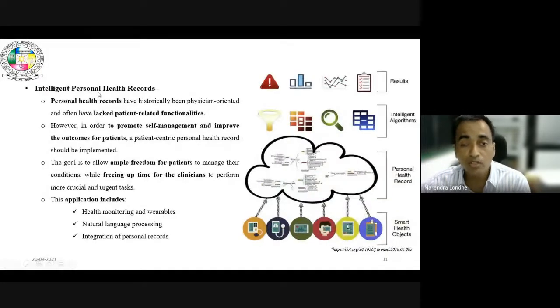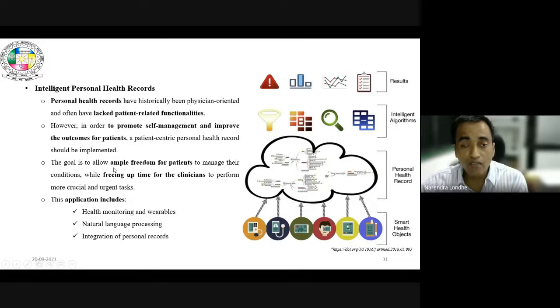Then intelligent personal health records. As I told you, nowadays cloud-based systems are being prepared for health records, and telemedicine is one example of that, in which the health records are prepared at one end and shared at different locations by using cloud services and internet services, right? So nowadays digital records are being kept systematically. They are managed, okay?